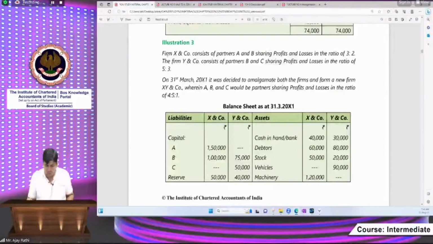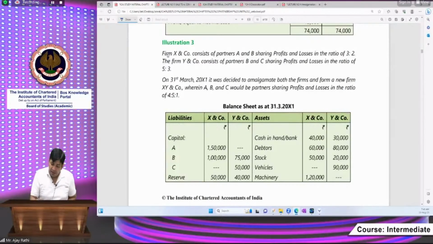You can do the solution of illustration number 2 after completing today's session, because the same concept is there for sale to a company. For illustration number 2, I think according to me, this study material should be updated, and illustration number 2 should be moved to the next unit, sale to a company and sale to a partner.